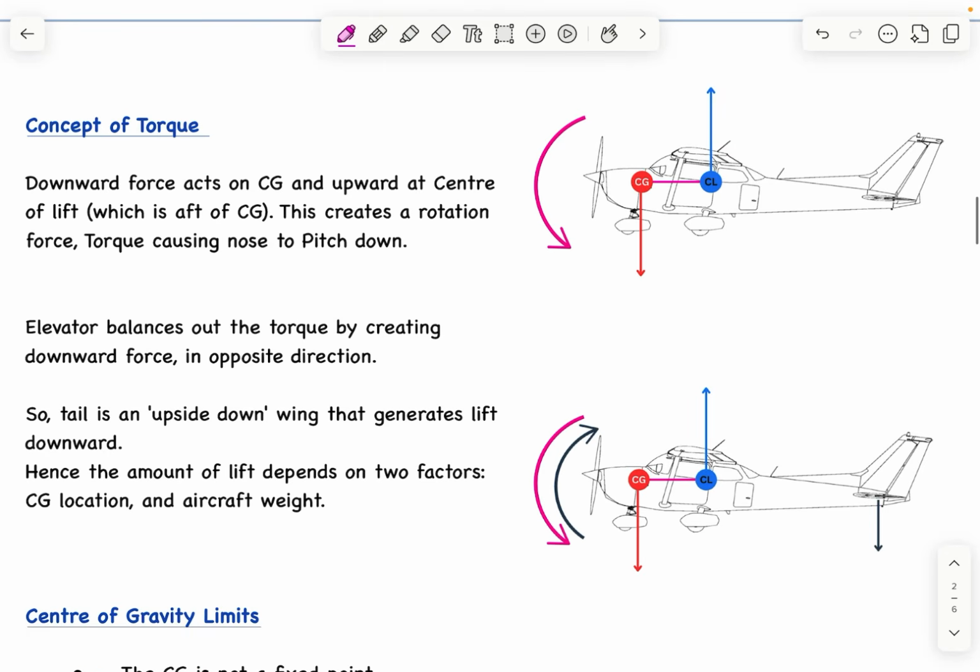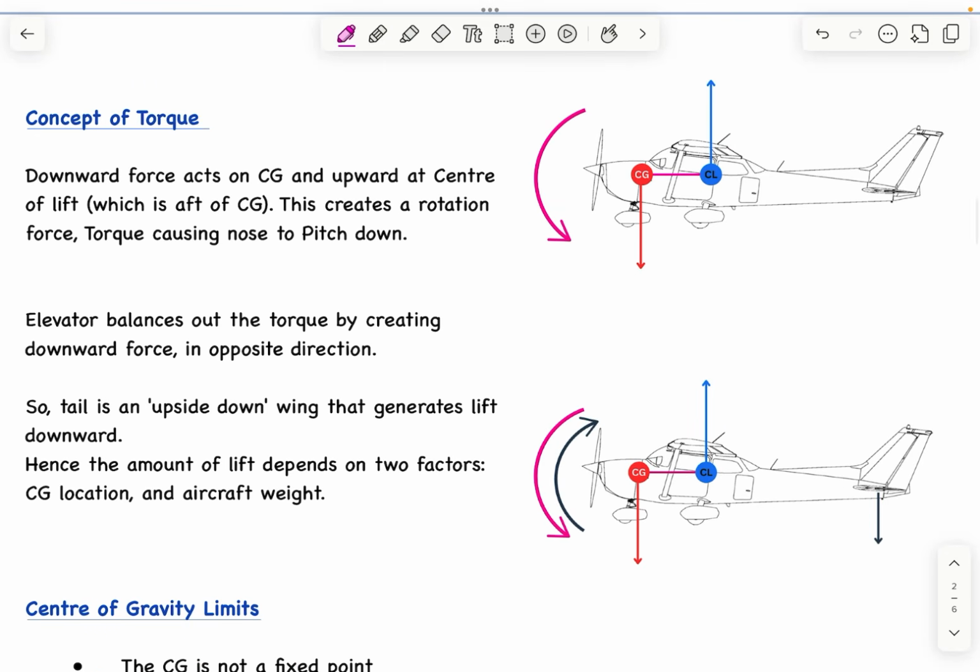Moving ahead, concept of torque. As you can see, the downward force acts on the center of gravity, which is referred to as the weight. And a center of lift is there, which is also referred to as the aerodynamic center, along which the lift force acts through.